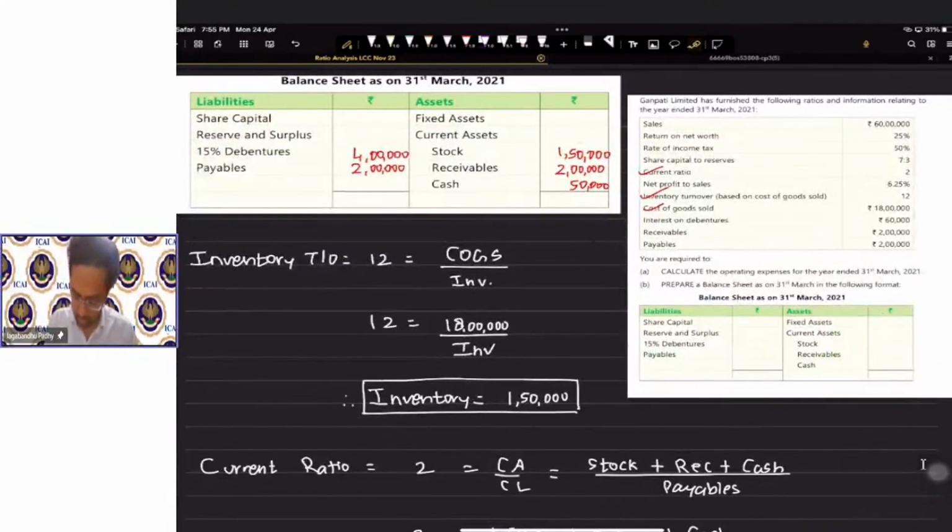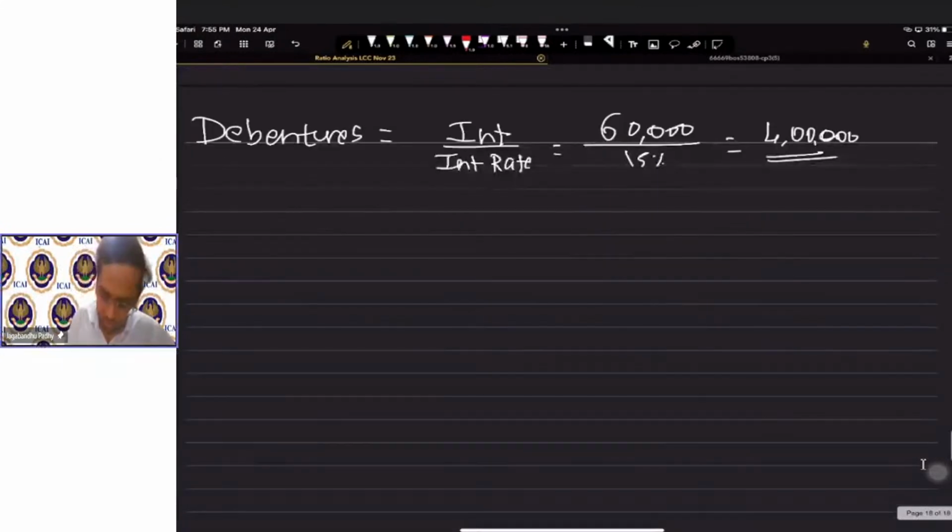Right? We have interest on debentures is also done. Debenture is also computed. Net profit to sales ratio is also used. We have used the return on income tax also. Now coming to return on net worth, 25%. So we need to look at that ratio now. Return on net worth is 25%.